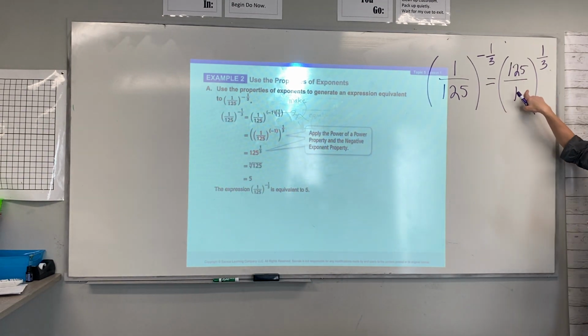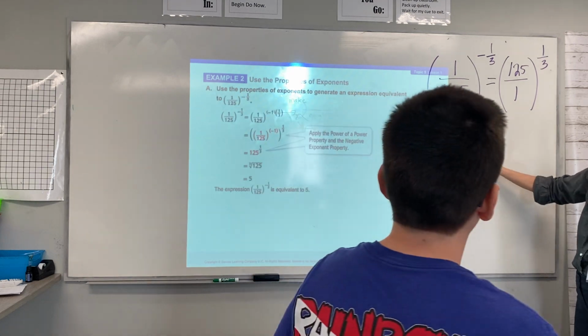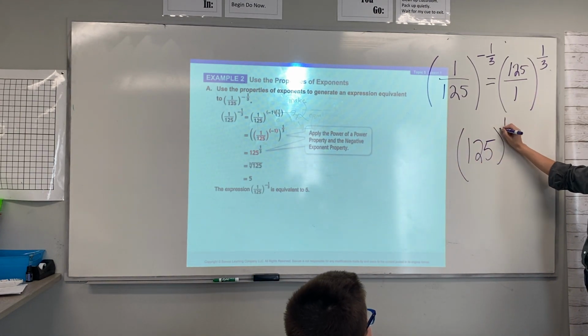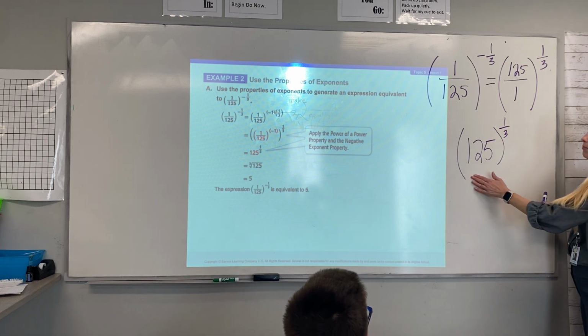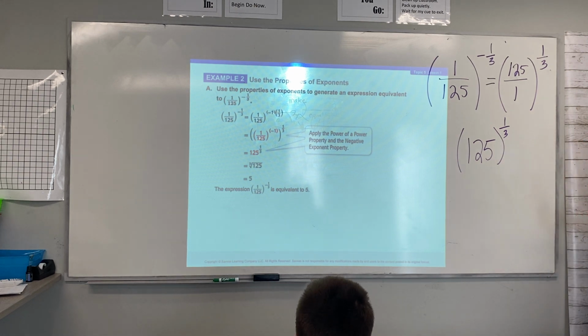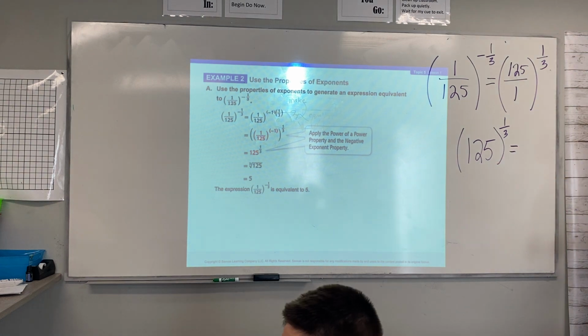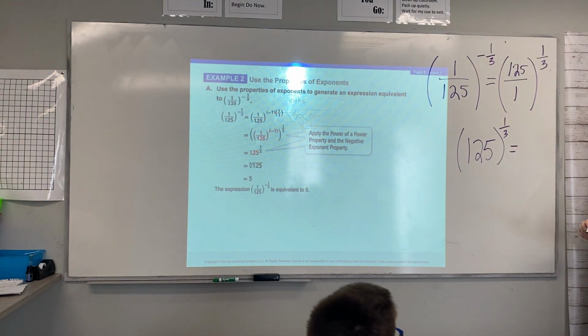I'm going to simplify it down here. So 125 over 1 is simply 125, and that is being raised to the 1/3 power. We don't really need these parentheses anymore, but I just put them there for fun. So 125 to the 1/3 power, let's rewrite that as a root.